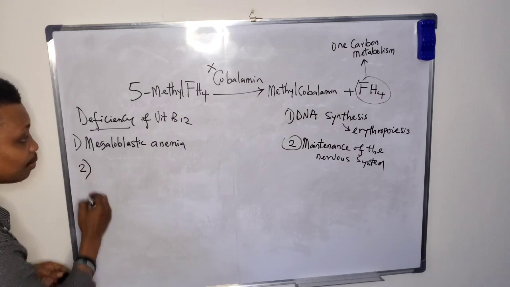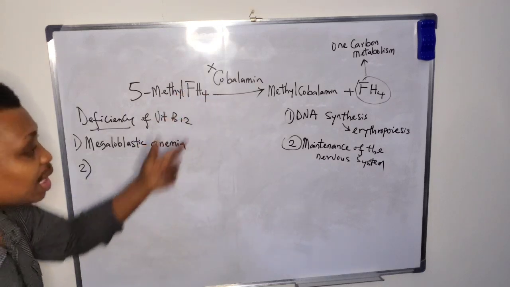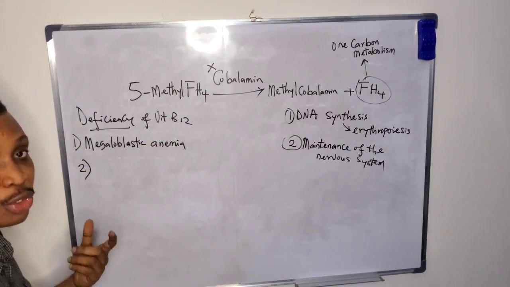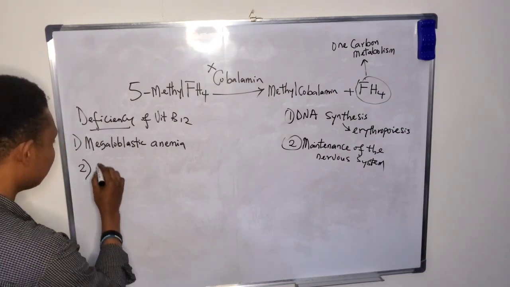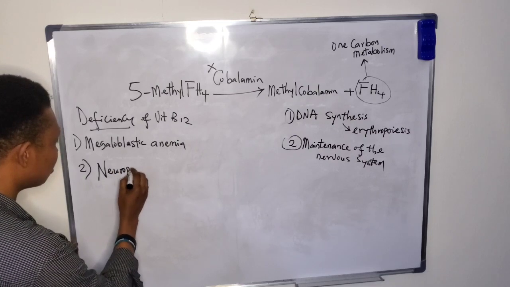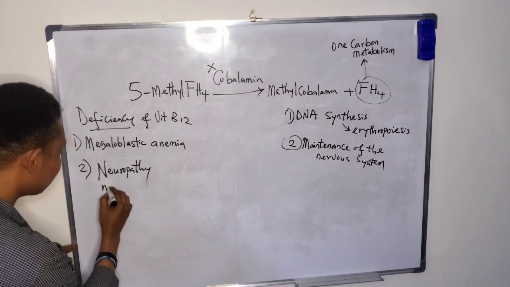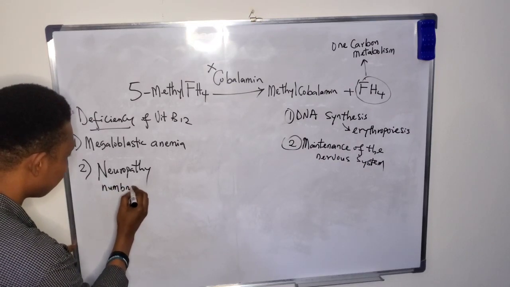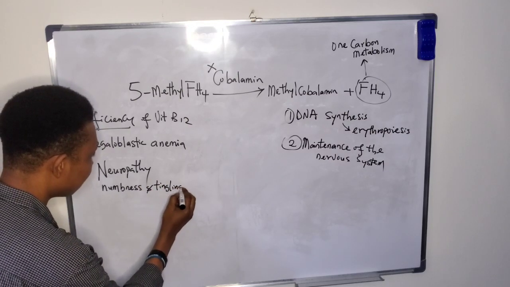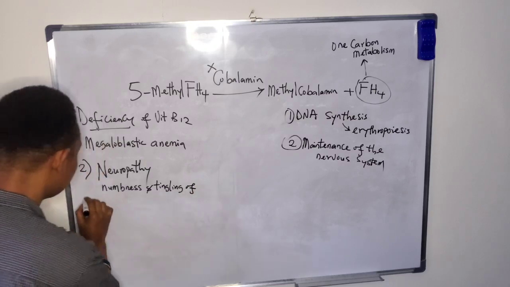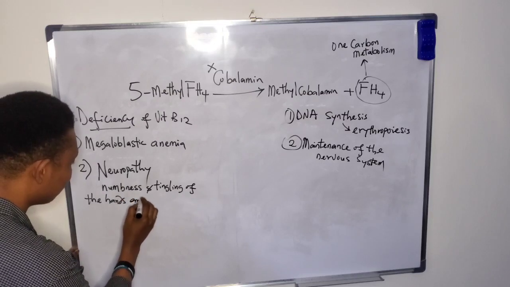The second one is because it helps in the maintenance of the nervous system. If there is deficiency of cobalamin, it will lead to neuropathy, okay, disease conditions that affect the nervous system. It will lead to neuropathy, of course, which will include the numbness and tingling of the hands and feet.